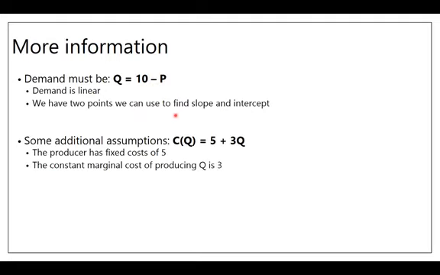We have 2 points, so we know it's linear, and with 2 points we can find the slope and intercept. That's all it takes to recover that information.